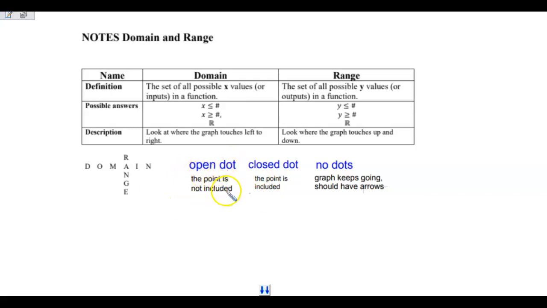Just a quick review. Open dot means the point is not included, and that's typically used with less than or greater than. A closed dot, the point is included, and so we typically see that with less than or equal to or greater than or equal to. And if there are no dots, that means the graph is continuing to go on. It should have arrows, or it will be going off the graph itself in most cases.